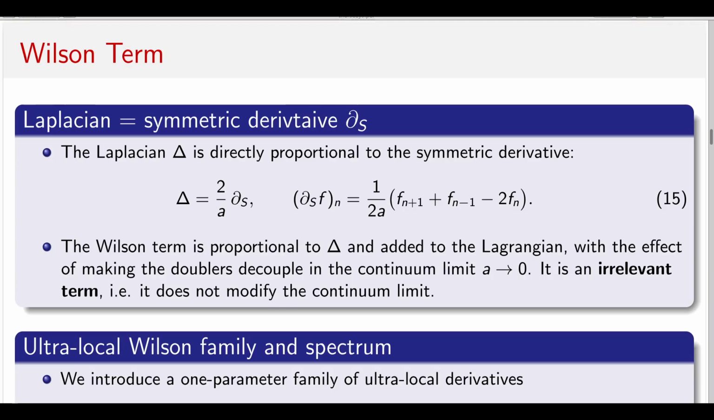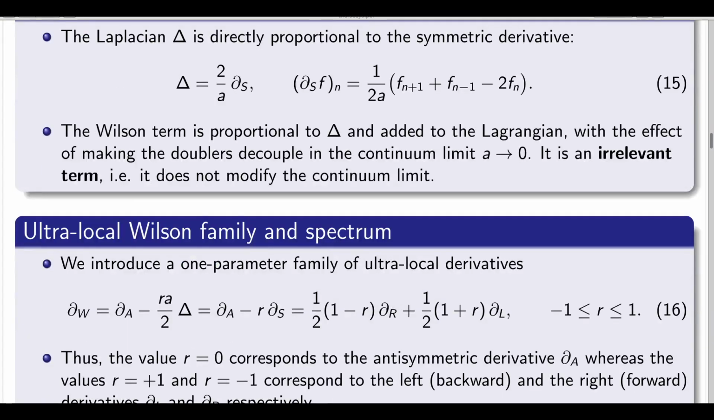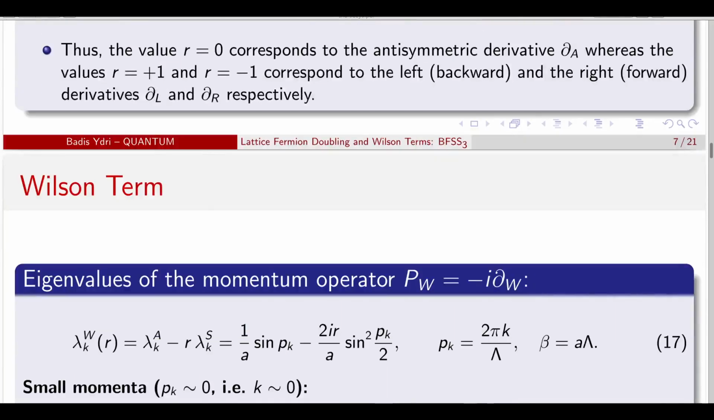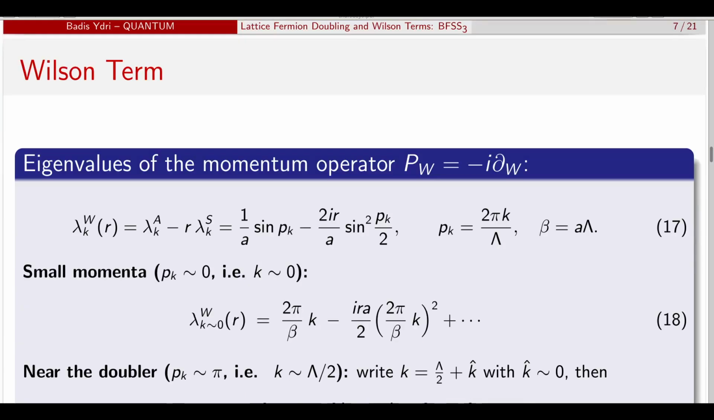The Wilson term is then written as partial_w equals partial_a minus ra over 2 times delta, which we can also express as partial_w equals partial_a minus r partial_s. This is given in equation 16. This defines a one-parameter family of ultralocal lattice derivatives. Let us now examine how the Wilson term modifies the spectrum of the lattice momentum operator.